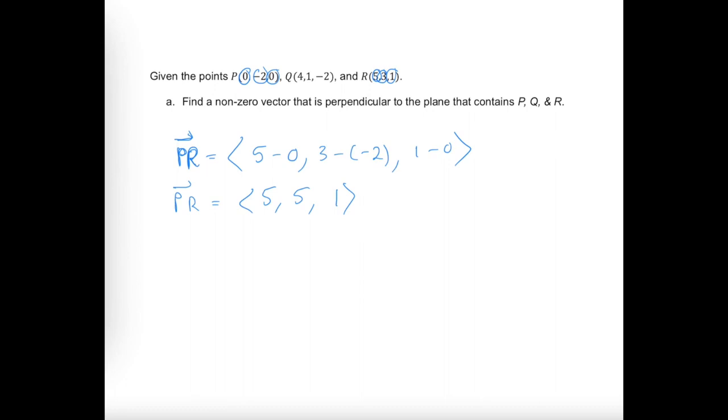And then let's go again here where we're looking at the vector from R to Q, which is going to be terminal minus initial. So if we're going from R to Q, Q is the terminal point. So we'll have 4 minus 5, terminal minus initial, which is 1 minus 3, terminal minus initial, which is -2 minus 1, and our RQ vector is going to be <-1, -2, -3>.